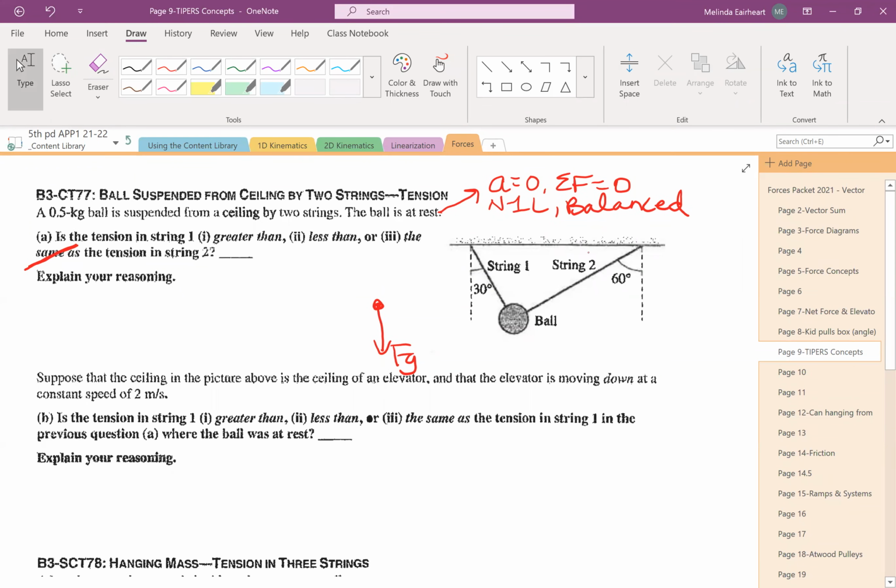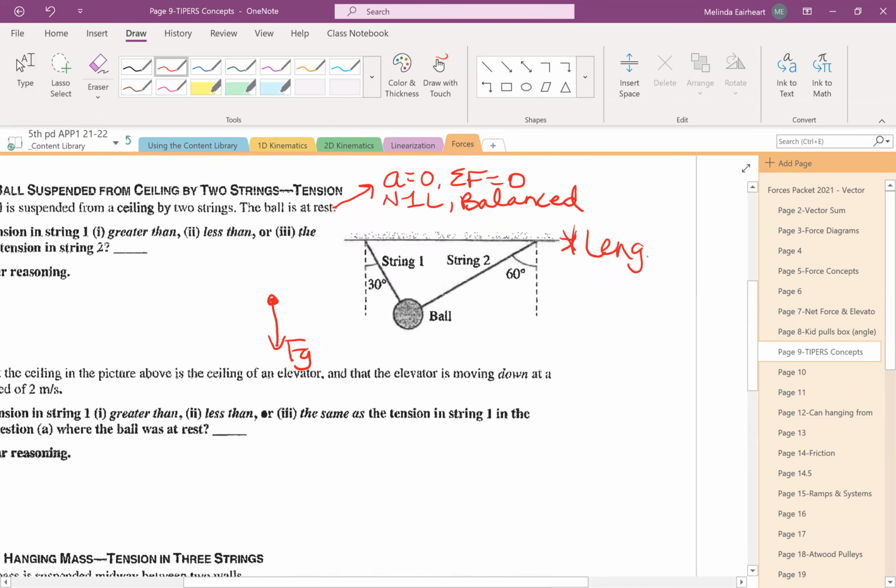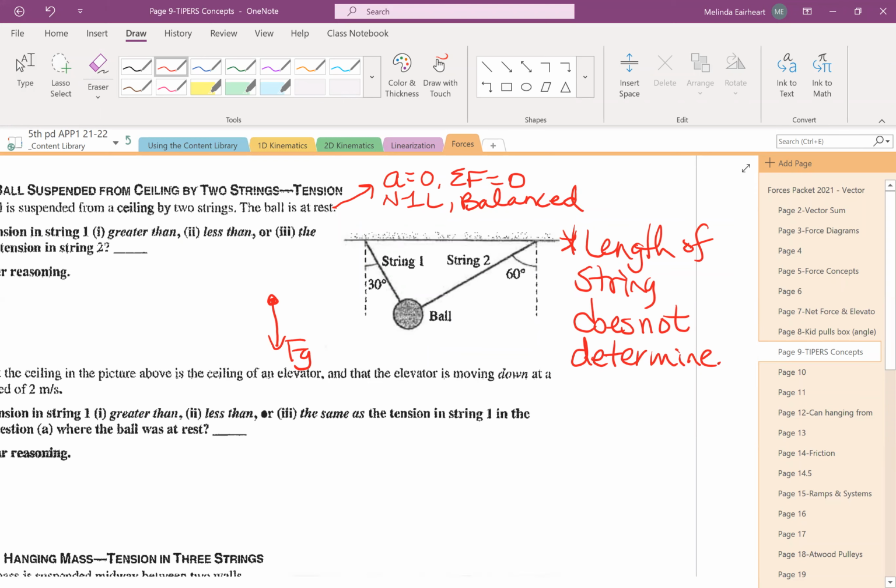Note to self: length of string does not determine tension. Length is a scalar quantity, meters. Tension is a force quantity, newtons. It's a vector. Those are two independent things. But students a lot of times think, oh, the longer string has more tension. Not always true. But we do know that there's a tension force, and we've got 60 degrees.